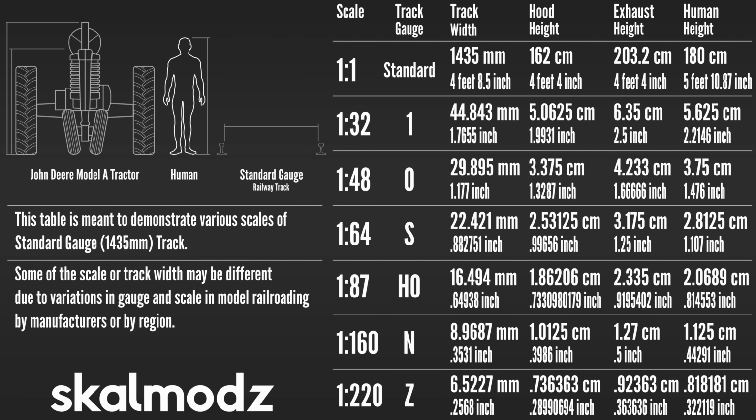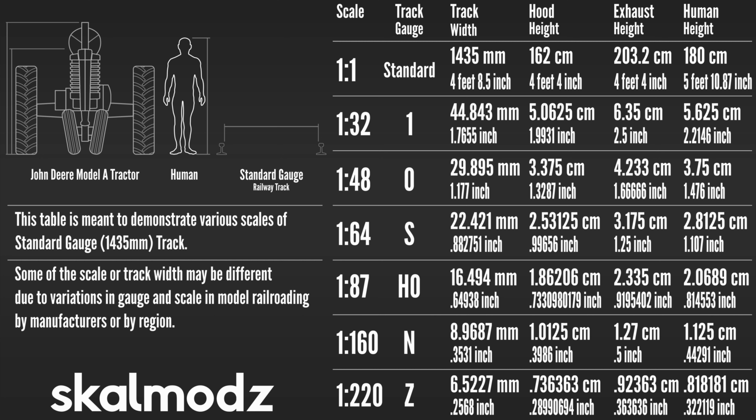This table is meant to compare and demonstrate the width of standard gauge track at different scales. The column titled Track Gauge includes gauges from model railroad as a general reference to scales listed. Some of the scales or track widths may be different due to variations in the gauge and scale done by model railroad manufacturers or by region. For example, model railroad O gauge uses a different scale in different regions.